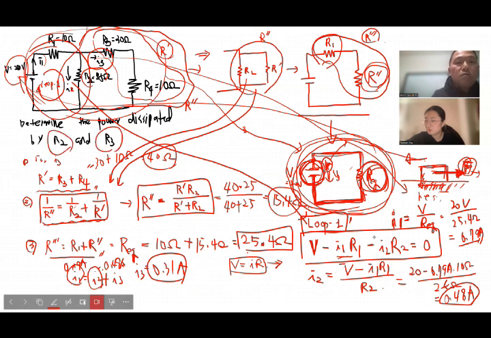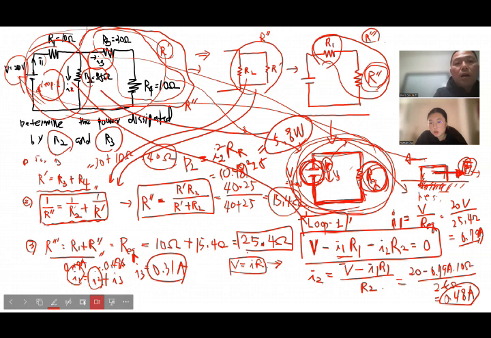So now the next step is to find the power dissipation by these two resistors. So P2, the power dissipation, is current squared times resistance. So it should be I2 squared times R2. The I2 is 0.48 amps, squared, times R2, which is 25 ohms. So that is 5.8 watts. So this is the amount of power dissipated by R2.